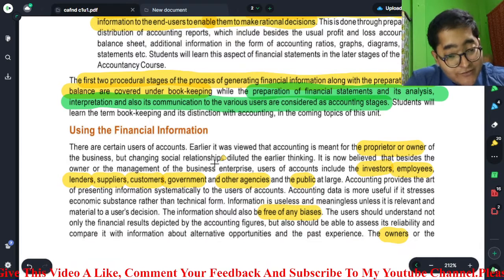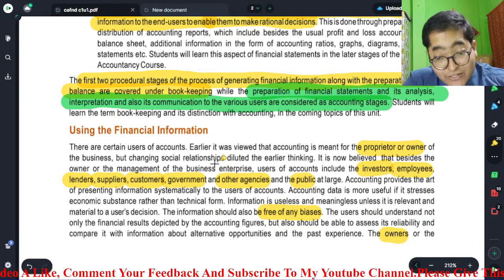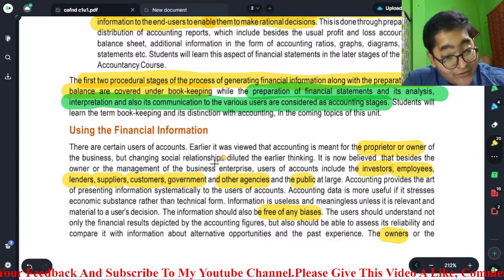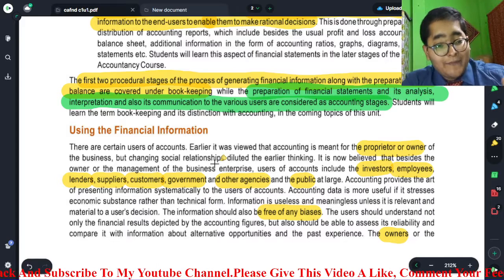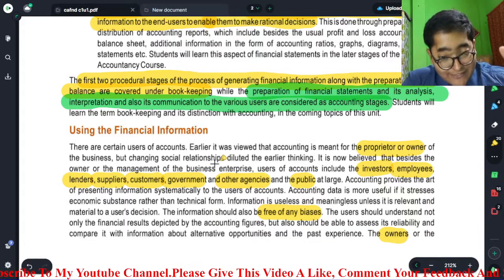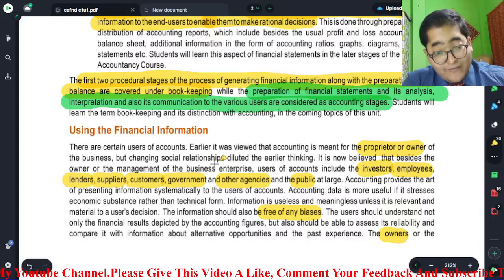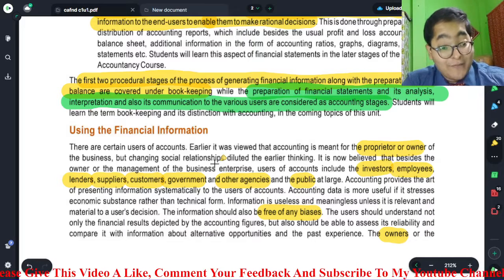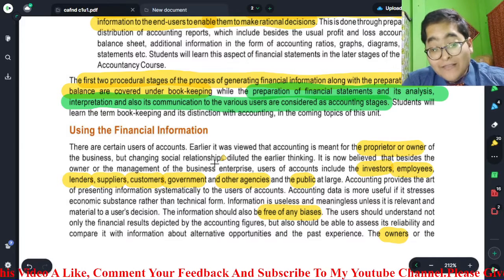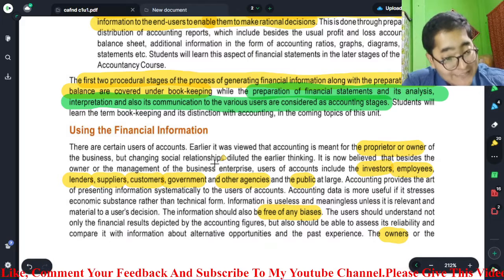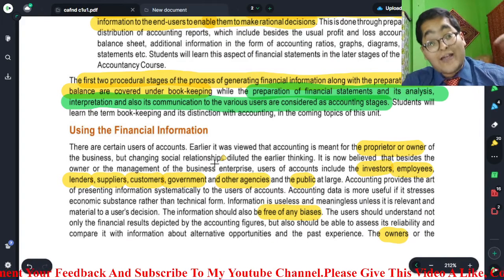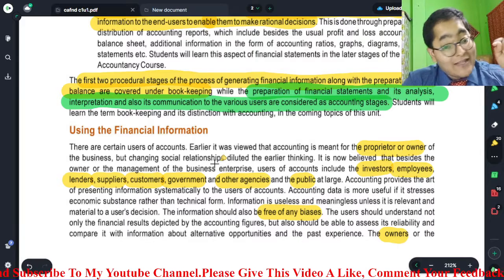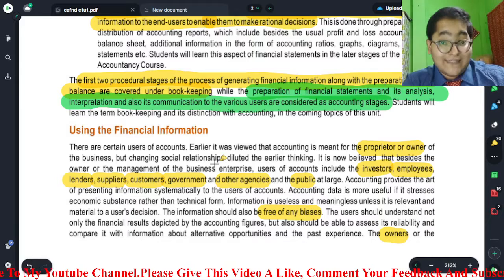The first two procedural stages of the process of generating financial information, along with the preparation of the trial balance, are covered under bookkeeping. The preparation of financial statements and its analysis, interpretation, and communication is the accounting stage.